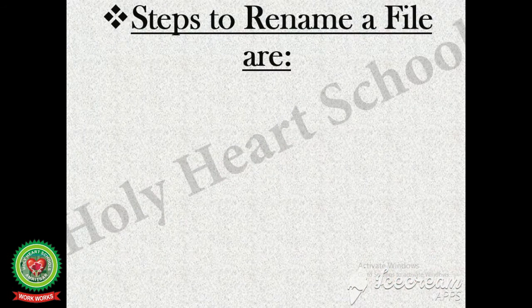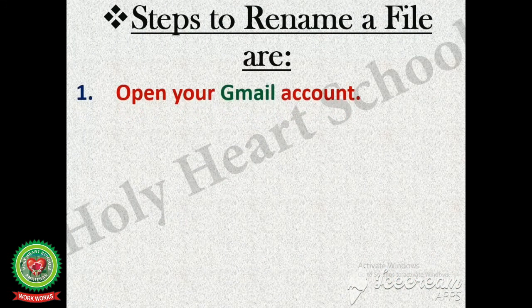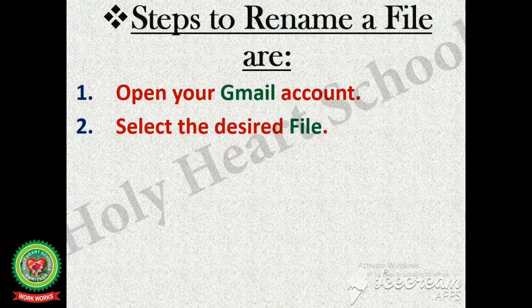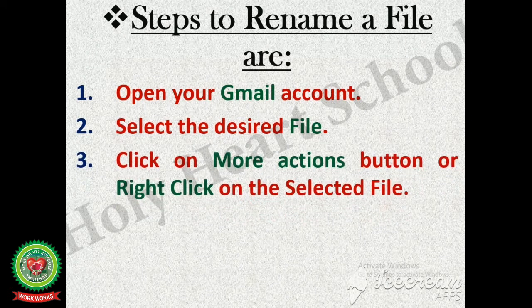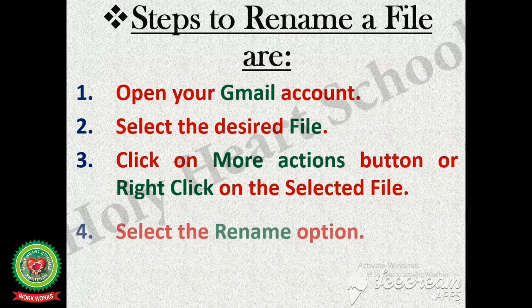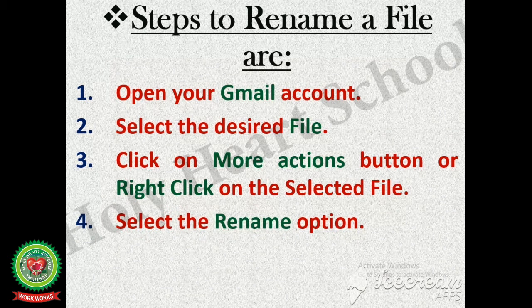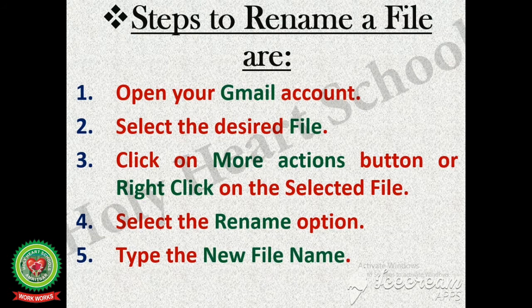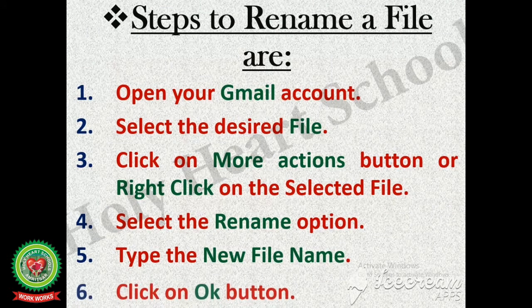Now the steps to rename a file are: first is open your Gmail account. Second is select the desired file. Third is click on More Actions button or right click on the selected file. Fourth, select the Rename option. Fifth, type the new file name and click on OK button.